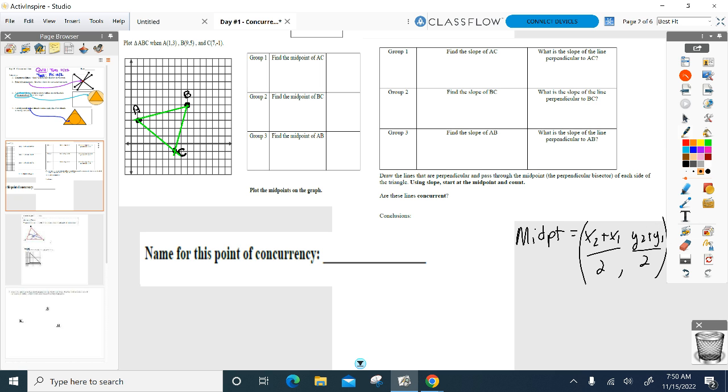Let's go. In your group, make sure you guys all agree. Find only your side. So group 1, group 2, group 3. Find the midpoint of your side, please.